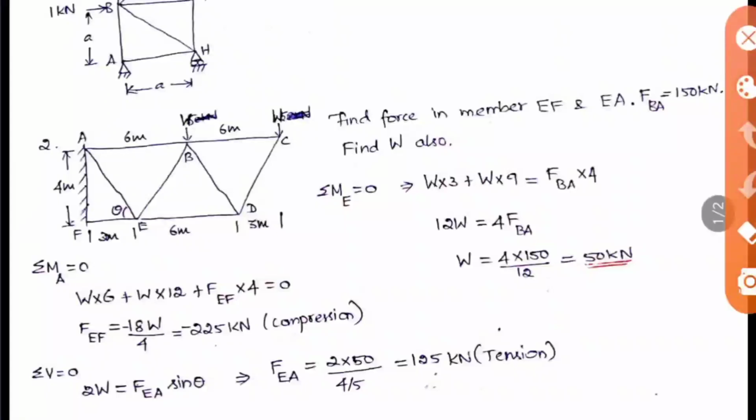Okay, so EF is this member, and EA is this member, and the FBA value they have given, so that is not a problem. And they have asked to find W also. Okay, so we need to find two members here, so we have to choose a section accordingly. It has to cut both the members at the same time. Either we can take it like this or like this, only two options are there.